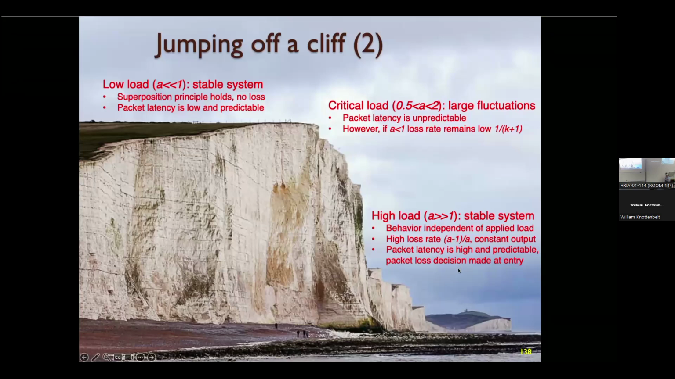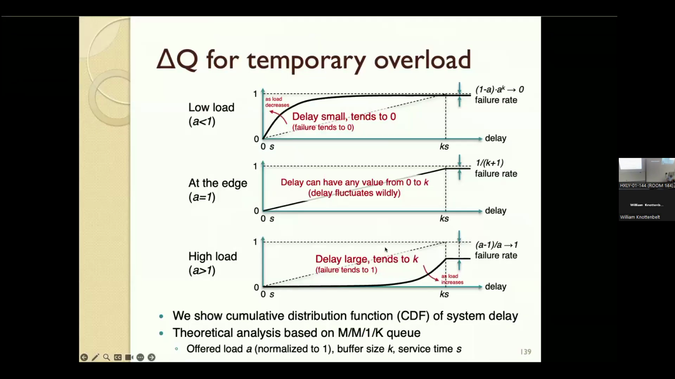I'm assuming the packet loss decision is made upon entry into the queue. So once the packet is in, it knows it will make it all the way through in a very nice, predictable way. Of course, probably it won't make it in. So the decision of loss is made at the entry, but once it's in, it's very predictable. And you can actually look at the delta Qs in those three situations.